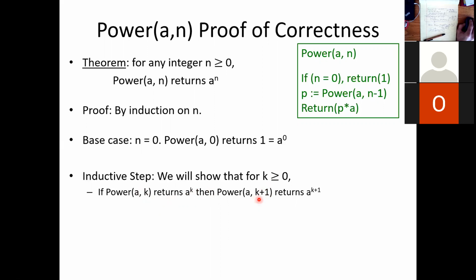And what's my predicate that I'm proving about n? The predicate on n is: for all a, power(a, n) returns a to the n. So a is a free variable, there is really a hidden for all a here, because everything we say works for any a, so we don't repeat it. So this says if the predicate holds at k, then that same predicate holds at k plus 1, because this is the predicate we're proving.